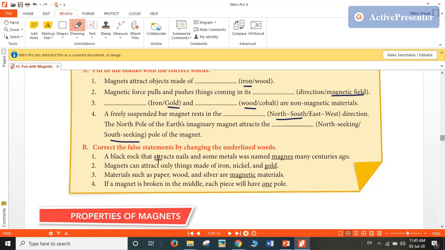A black rock that attracts nails and some metal was named magnetite many centuries ago. So this becomes magnetite. The magnets can attract only things made of iron, nickel and cobalt.